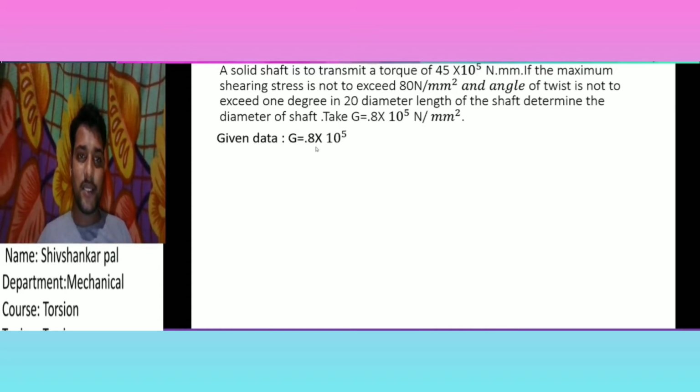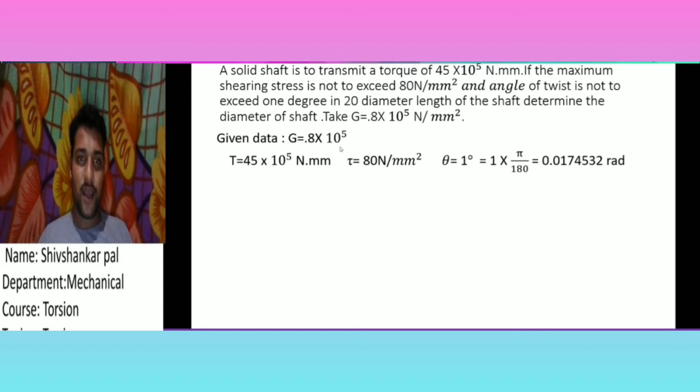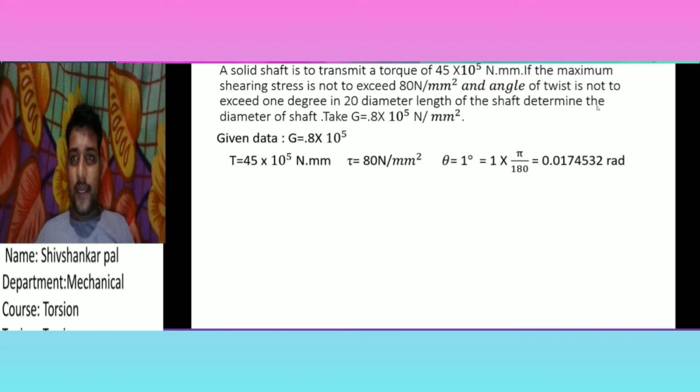Given G is 0.8 × 10^5, and the transmitted torque is 45 × 10^5 Newton-mm. The shear stress must not exceed tau, which is given as 80 Newton per mm². The twisting must not exceed 1 degree, so the angle theta is given as 1 degree.